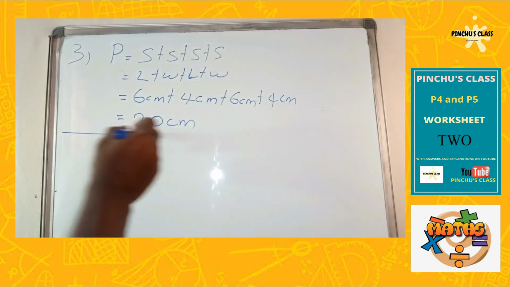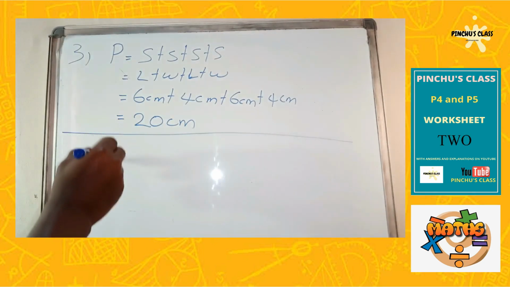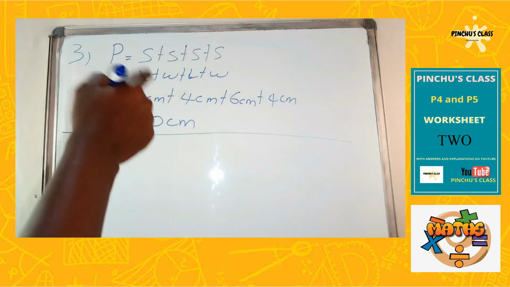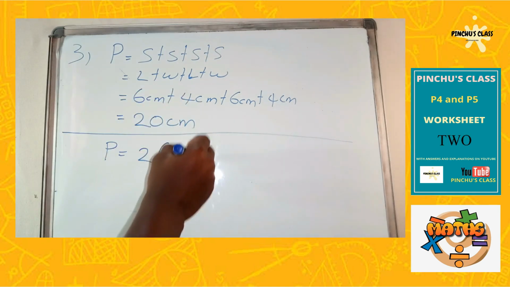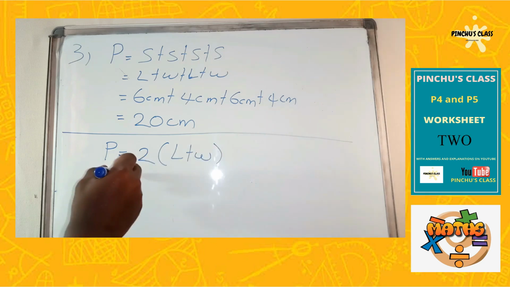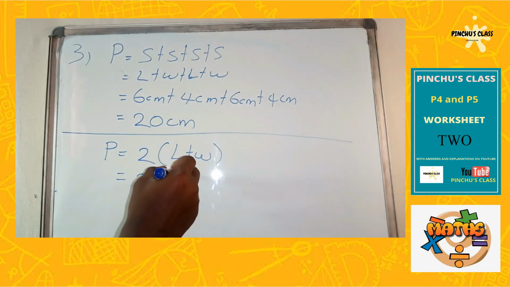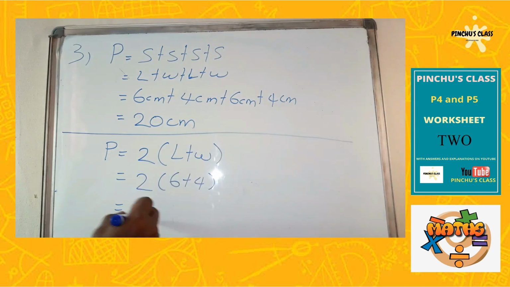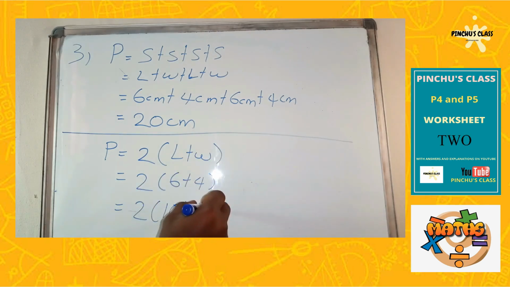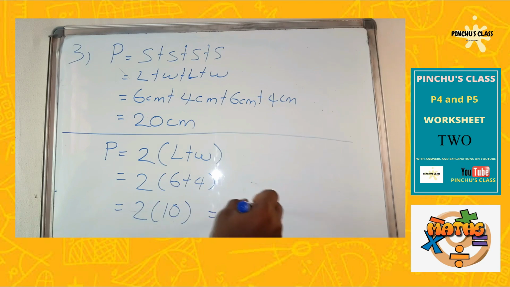There is another method of doing this. Instead of saying perimeter is equal to side plus side, you can just put 2 into length plus width, and this is going to give us 2 into 6 plus 4, which is the same as 2 into 10, and this gives us 20 centimeters.